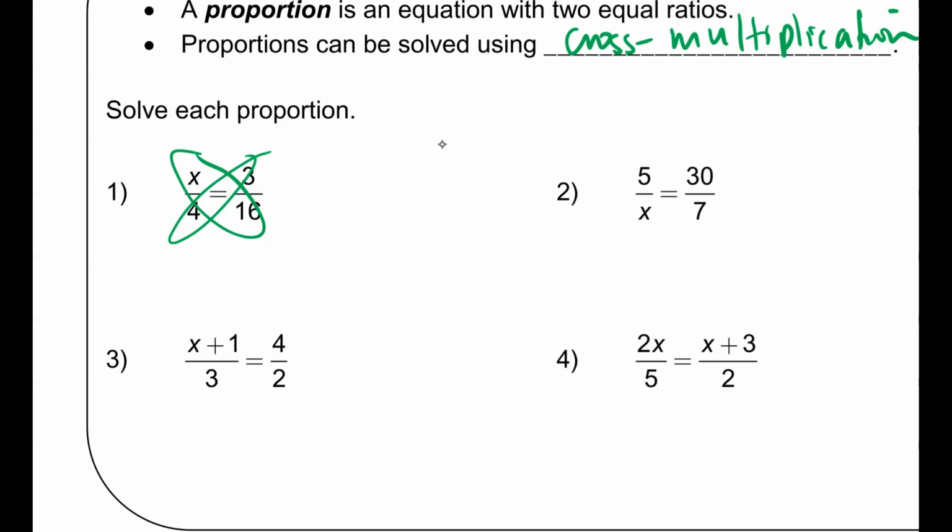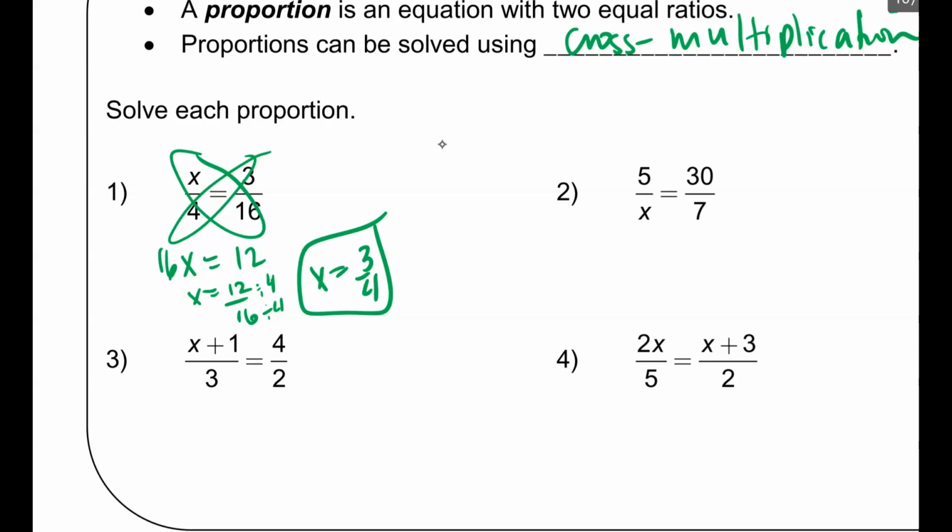You're going to take x times 16, so 16x, equals 4 times 3, so 12, divide by 16 on both sides. 12 over 16, well, we can simplify that. Each of them are divisible by 4, so divide the top and bottom by a common factor 4, and we get x is 3/4. So it's helpful if you pause the video and give this a shot yourself.